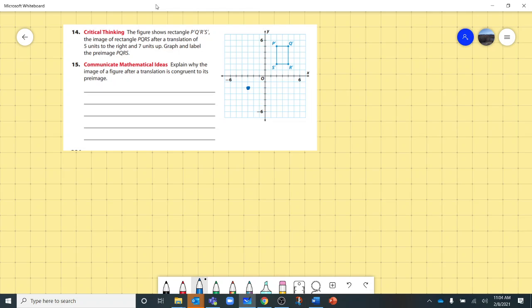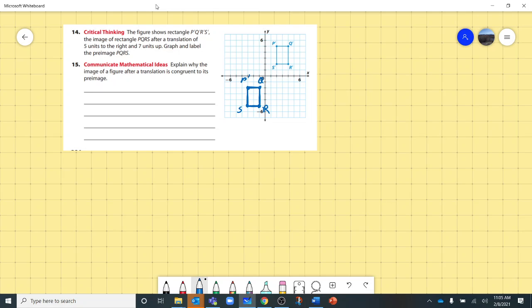Okay, and so we're just going to do that with all of our pieces. 1, 2, 3, 4, 5, 1, 2, 3, 4, 5, 6, 7. And we should end up with the same image as above, and we can even fill in some of this. So there's our P, our Q, our R, and our S. That would be our image.